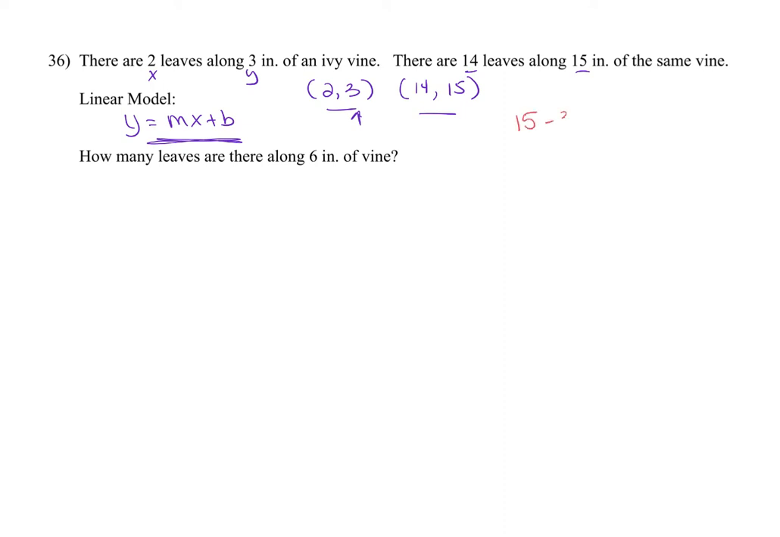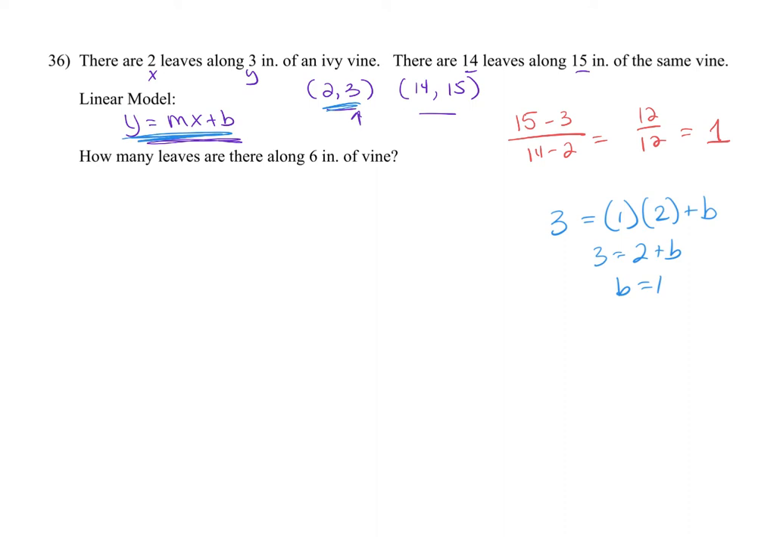So if I do slope-intercept form, y's minus my x's, I'm going to get 12 over 12, which gives me a slope of 1. Then I'm going to plug it in with one of my points. I would probably use a smaller one. So y equals mx plus b. 3 equals 2 plus b. B equals 1. So my linear model here is just going to be y equals m, well, that was 1, x plus b, which was also 1.